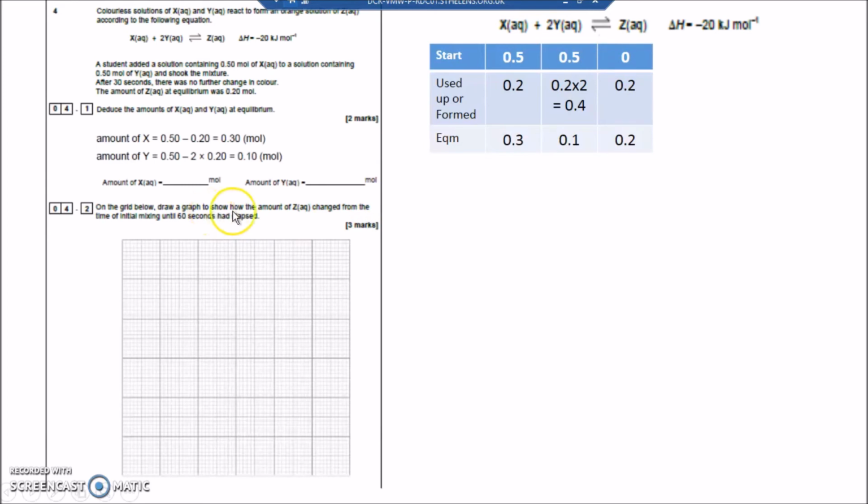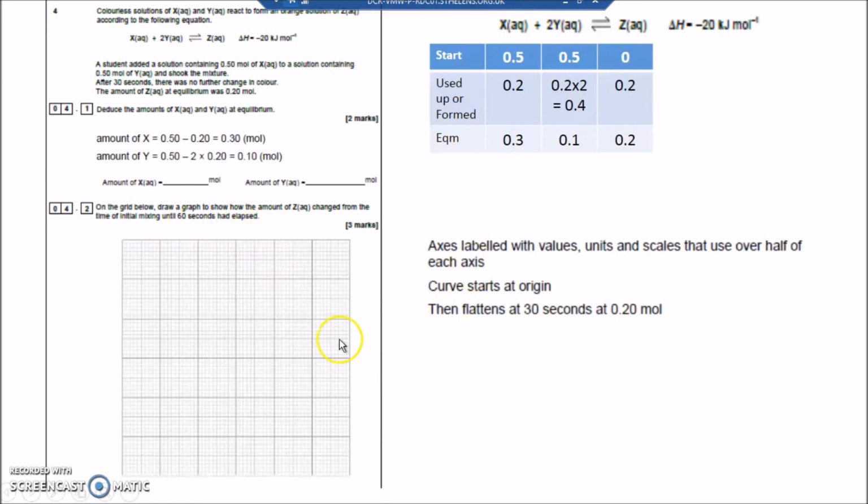On the grid below, draw a graph to show how the amount of Z changed from the time of initial mixing until 60 seconds had elapsed. Okay, so what you've got to do is label each axis. So you've got to label this one moles of Z, going up to 0.2. So start at 0, maybe go 0.05, 0.1, 0.15, 0.2, maybe 0.25, something like that. And then along the bottom it says for 60 seconds. So you're going to go 10, 20, 30, 40, 50, 60 seconds.